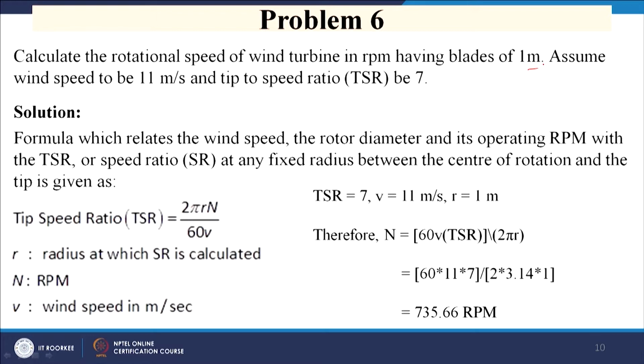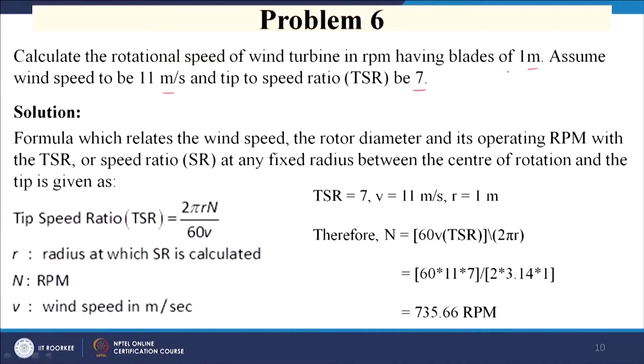Assume wind speed to be 11 meter per second and tip speed ratio be 7. So, these are the conditions given. We have to calculate the rotational speed of the wind turbine. The blade length is given, that is 1 meter, and wind speed is also given, 11 meter per second, and tip speed ratio TSR is equal to 7.